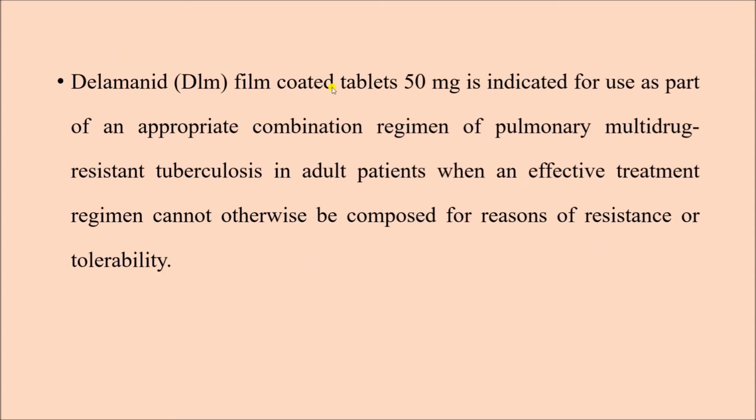We have Delamanid capsule, that is a 50 milligram enteric coated capsule, and it is given as a part of an appropriate combination regimen for pulmonary multidrug resistant tuberculosis in adult patients, when an effective treatment regimen cannot otherwise be composed for reasons of resistance or tolerability. So when other regimens for multidrug resistant tuberculosis do not work because of resistance or they are not tolerable, in that case we can include Delamanid as a part of the combination for treatment of MDR-TB.